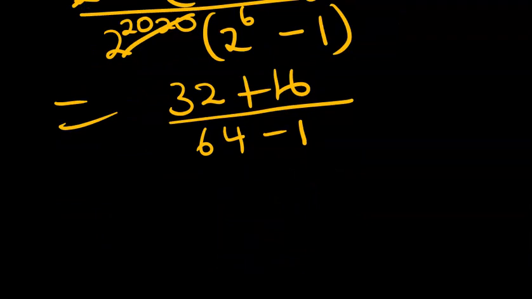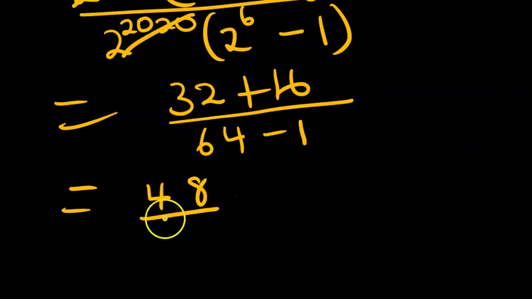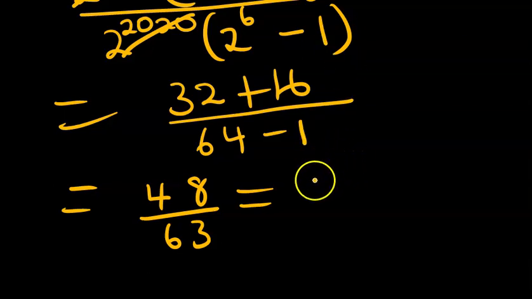That is equal to 32 plus 16, that is 48, over 64 minus 1, that is 63. If we simplify this, 48 divided by 63, there is 16 over 21.